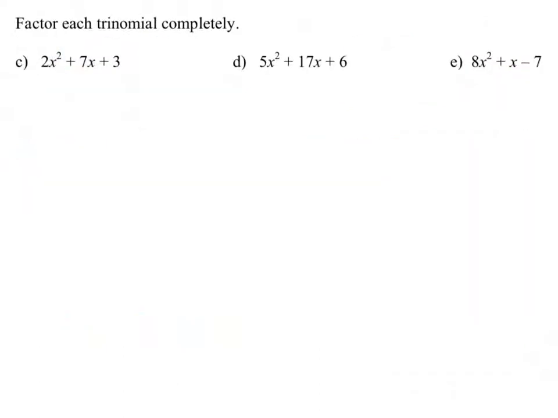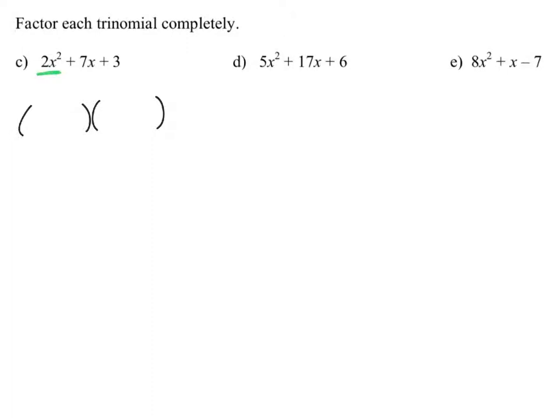Let's factor each trinomial completely. Example C is 2x squared plus 7x plus 3. I want to find the two factors. Since it's a trinomial, we can usually factor it into two binomial factors. And we want to look at the 2x squared.